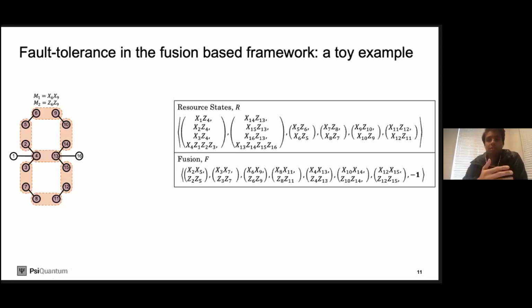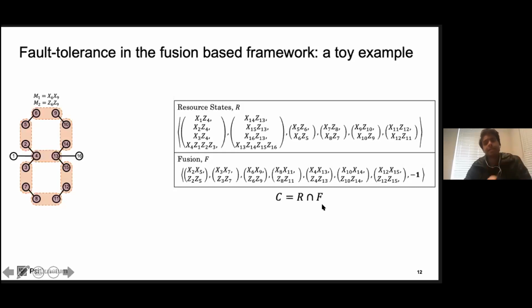So we have 2 generators from each fusion here. The fault tolerance in FBQC arises from the fact that there is a redundancy between the resource state stabilizers and the fusion stabilizers. So there's some intersection between R and F. This can be represented by the check group C, which, as I said, is just the intersection of the resource state group R and the fusion group F.